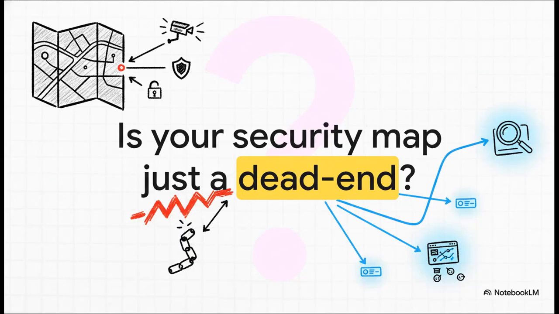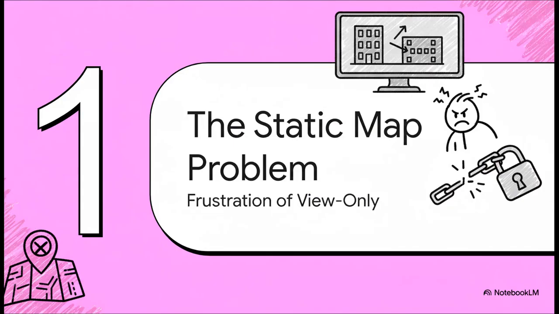So let me start by asking you a question, especially if you've ever dealt with a security system. Is your map just a picture? Is it basically a dead end where information just stops? For way too many people, the answer is a big, frustrating yes. And that frustrating dead end? Well, that's what we call the static map problem. It's that whole view-only experience that honestly is a huge source of inefficiency in a lot of older systems.